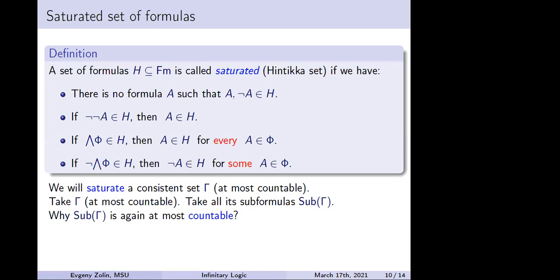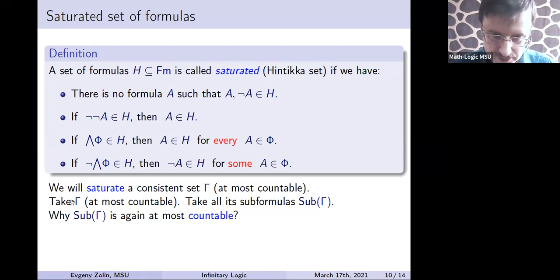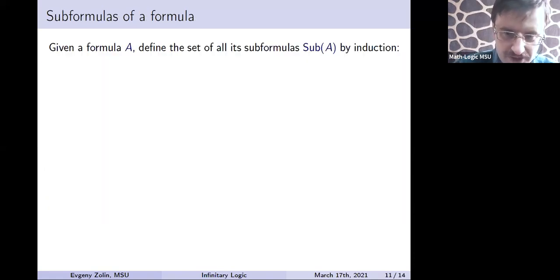And a countable union of countable sets is again a countable set. Yes, so it is countable. So we need to simply investigate what is the set of all subformulas of just one formula A. And even though our formulas may be very, very long, the set of all subformulas of a given formula A is countable.